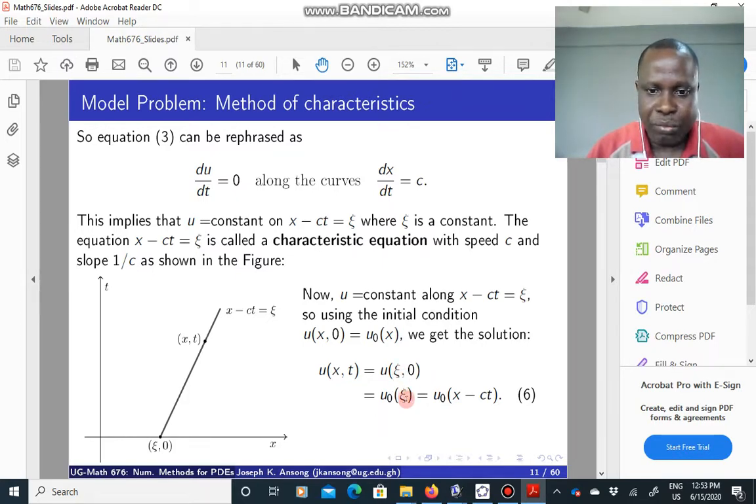And then just replace xi by its value, which is x minus ct, and you have u naught at x minus ct. So u is equal to u naught at x minus ct is the solution of the equation. Remember, this is the same solution we got when we did the direct substitution. So by the method of characteristics, you can show that u naught of x minus ct is a solution to the simple advection equation. Okay, good.